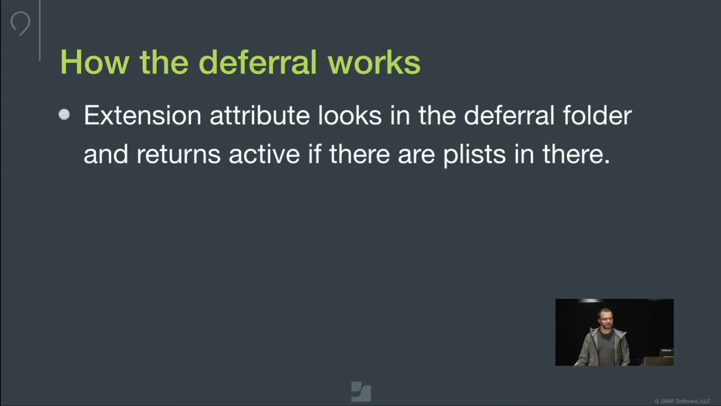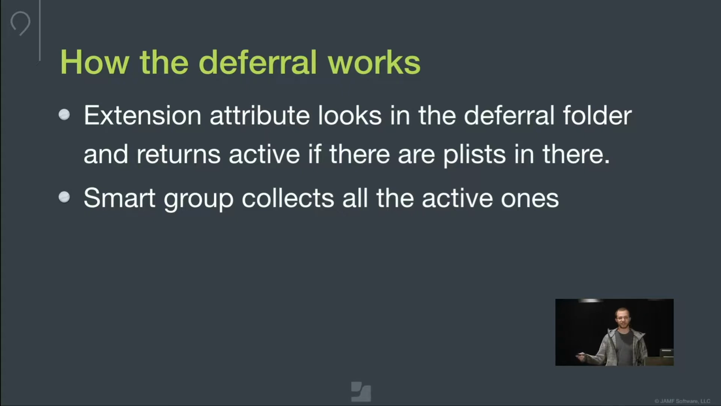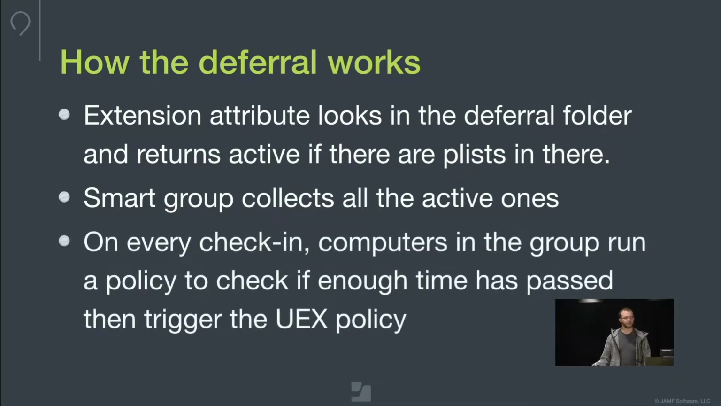But the extension attribute simply says active if there's plists in there. Then I use a smart group that collects all the computers that have active deferrals. And from there, I scope a policy that runs at check-in and at logout. So if they choose to install at logout, that checks to see if enough time has passed or if they've approved an install at logout. And once one of those two parameters are correct, then it runs the UEX policy, the recipe that you specified. Okay, so it'll either pop up again with the interaction requirements, or it may not pop up because there are no requirements needed, and it will start.